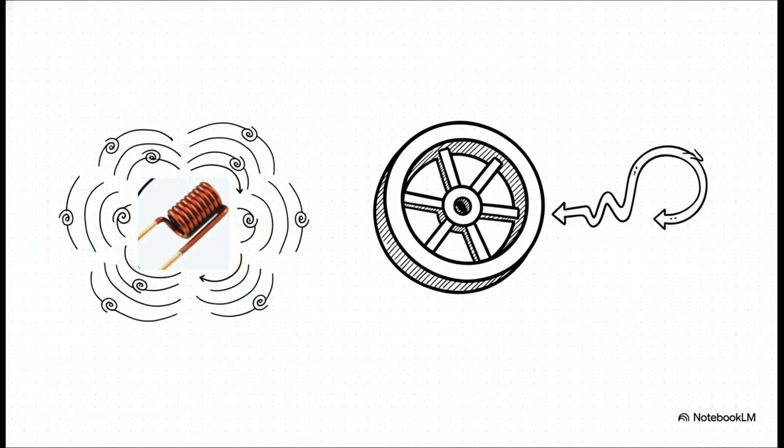And rounding out our passive team is the inductor. This one's a bit like a heavy flywheel. You know how a heavy wheel doesn't want to start spinning, but once it is, it doesn't want to stop? An inductor does the same thing for electrical current. It resists changes in the flow, which helps keep everything nice and steady.